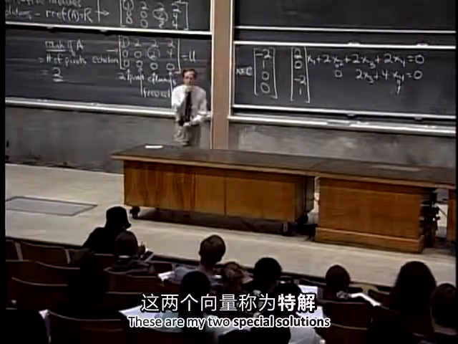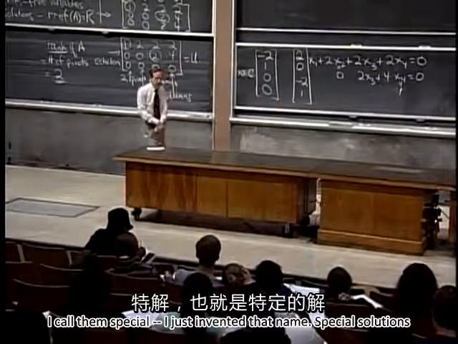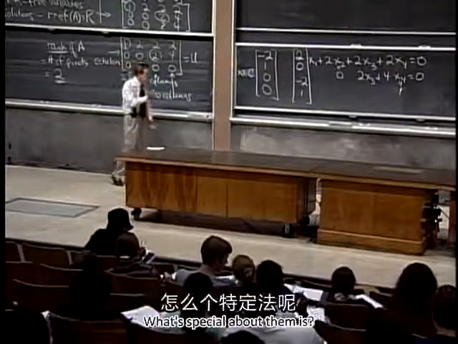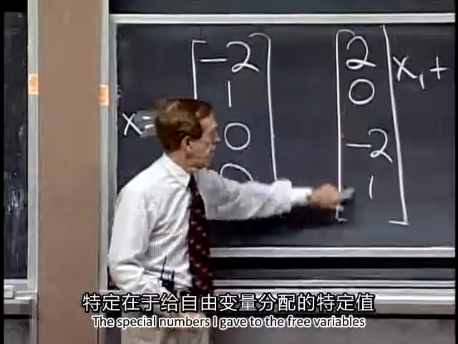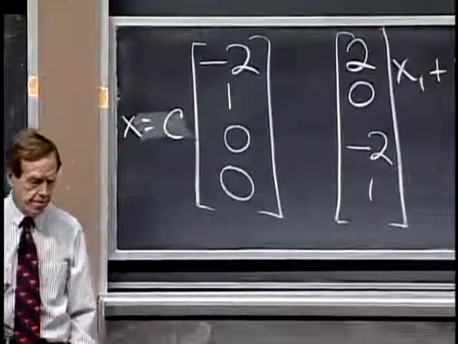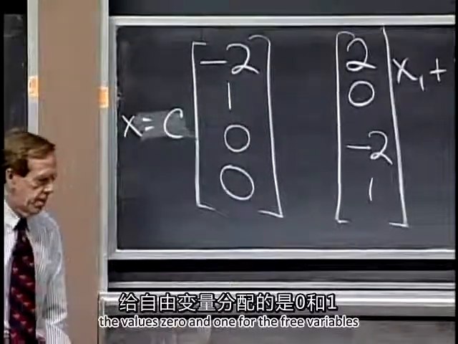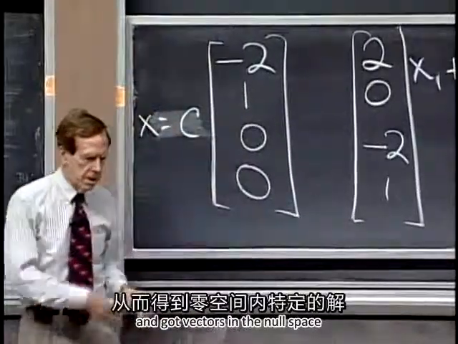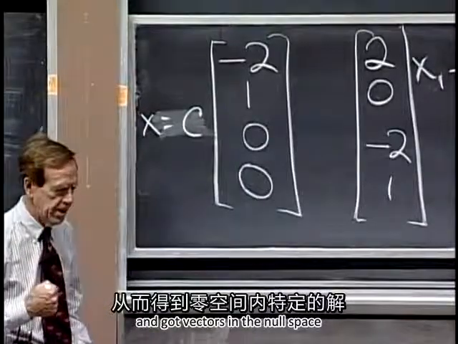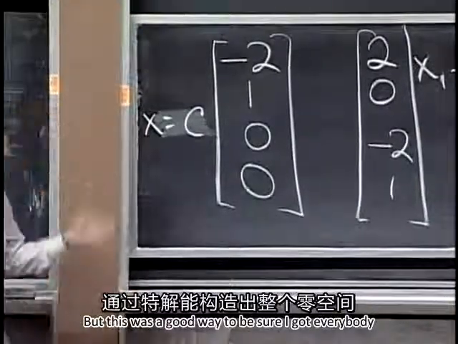These are my two special solutions. I call them special. I just invented that name, special solutions. What's special about them is the special numbers I gave to the free variables. The values 0 and 1 for the free variables. I could have given the free variables any values and got vectors in the null space. But this was a good way to be sure I got everybody.